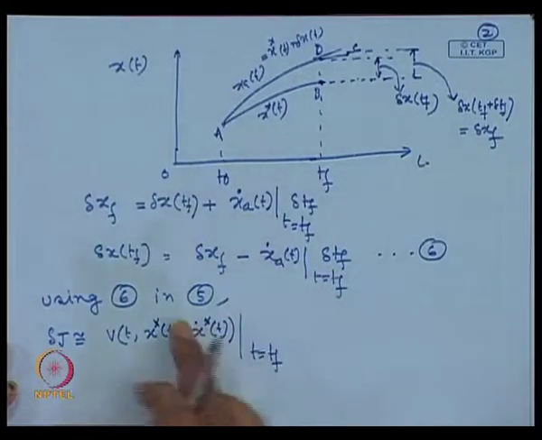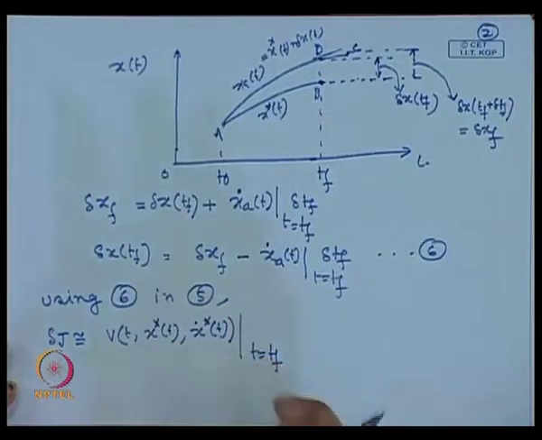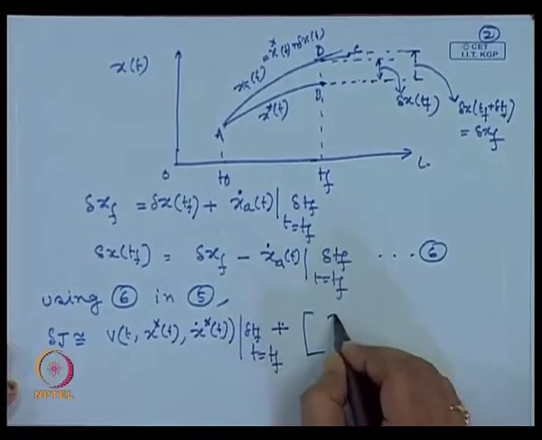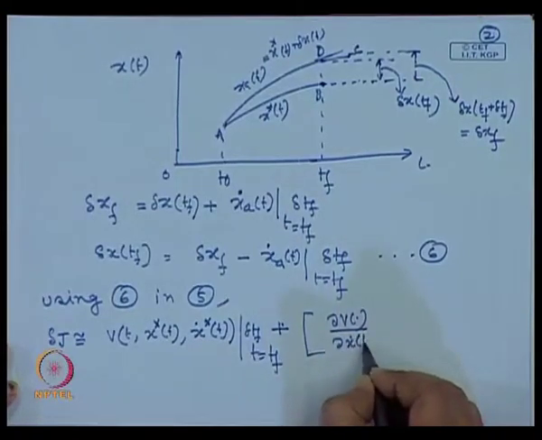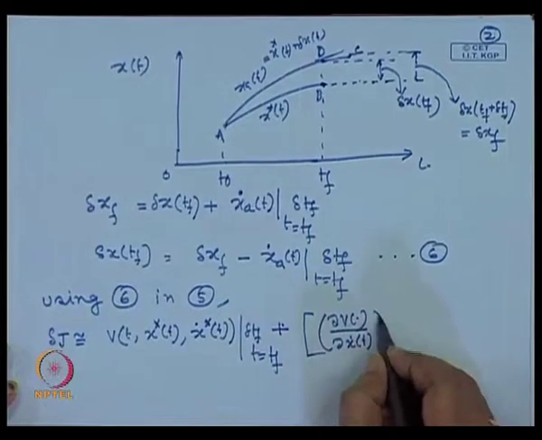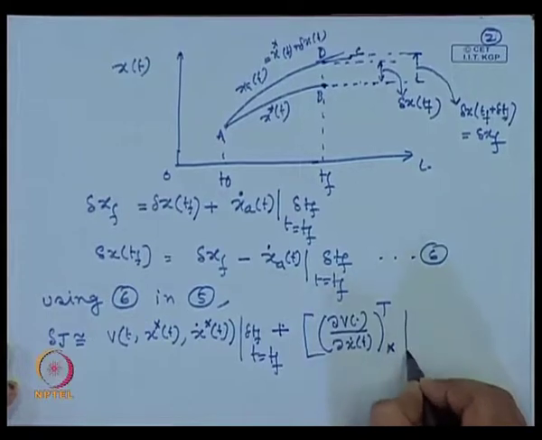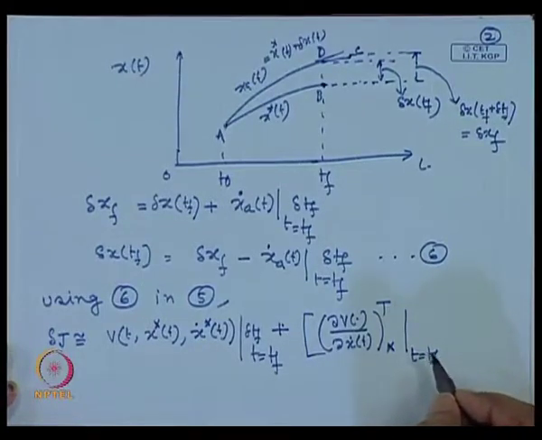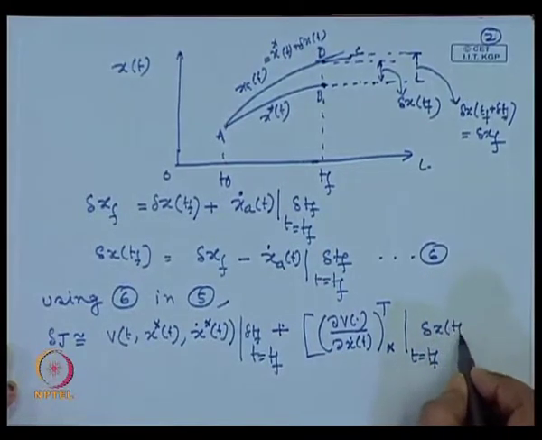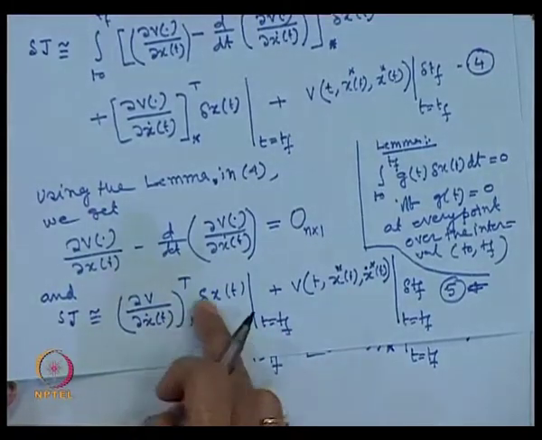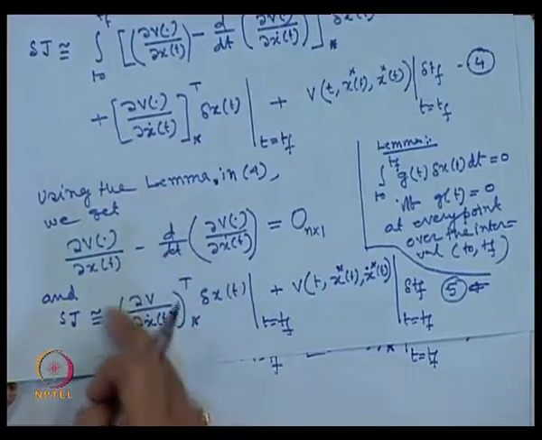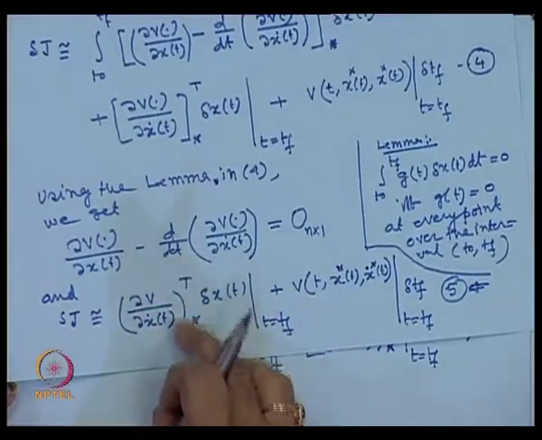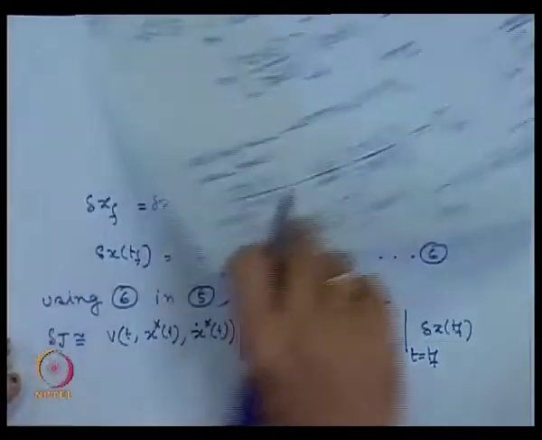The second term of equation 5 is this one, plus delta T_f is there, delta T_f, plus the first term I am writing now: del V by del x dot of t, that transpose, at t is equal to T_f, and we have this delta x(T_f). First I put the value of this one, at t is equal to T_f, you put this value in the gradient of V with respect to x dot, its transpose, and then multiply by x at t is equal to T_f. That is what we did.